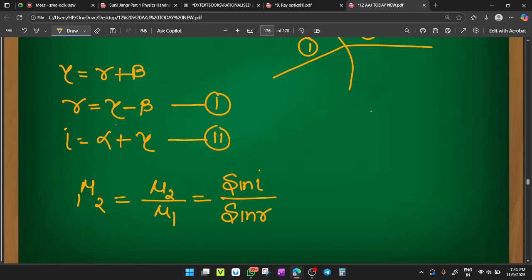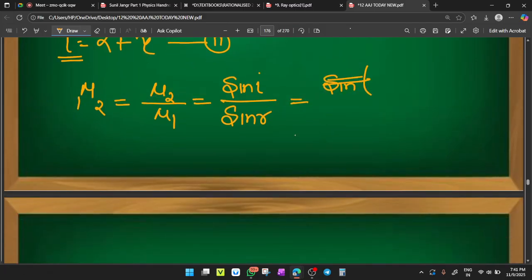And as these angles are very small, I said that for a small angle, theta is nearly equal to sine theta. Clear or not clear? So you can consider R as sine R and I as sine I. Okay. So sine of I, in the place of I, you have to take alpha plus gamma.